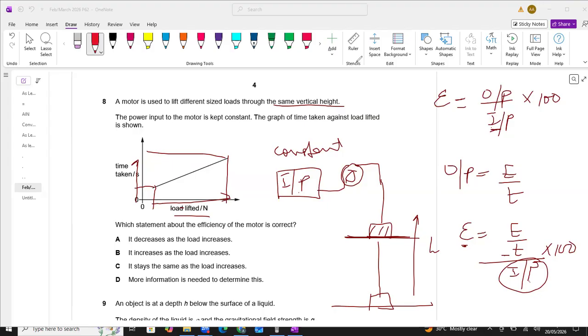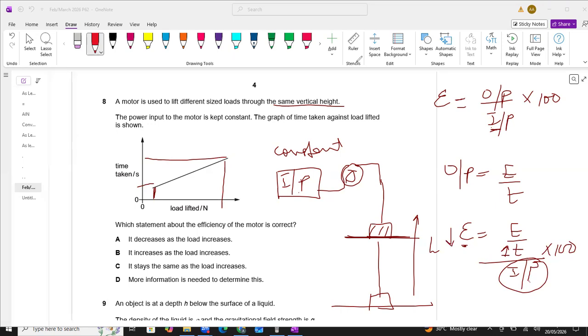If the time of lifting the object is increasing, it means that the efficiency of the motor will decrease. And now you can see from the graph, student, that when the time is greater, the load is also greater. Obviously, the motor will take greater time to uplift the heavy object as compared to the smaller object. So as the load value increases, the time also becomes greater, so the efficiency of the motor will decrease.